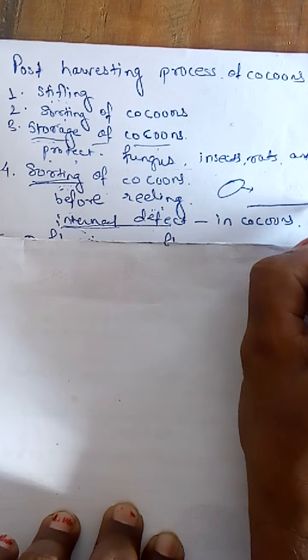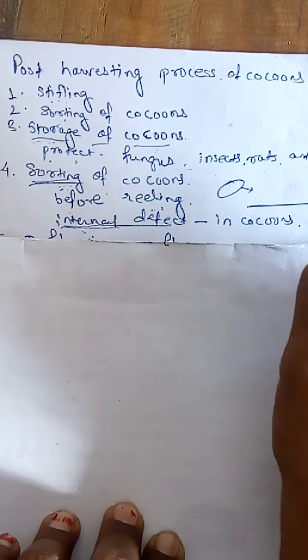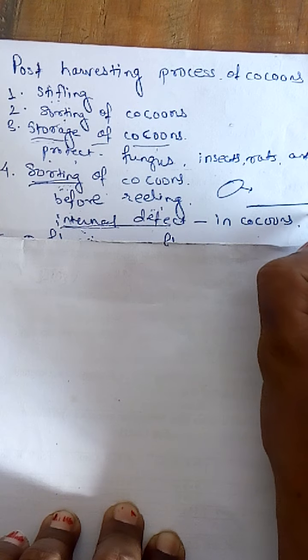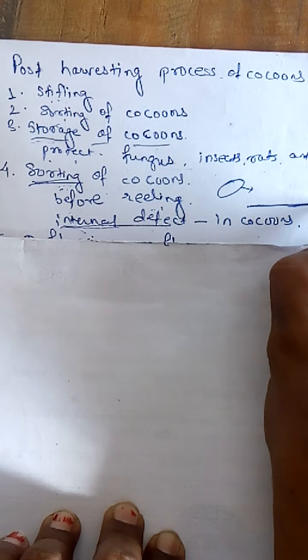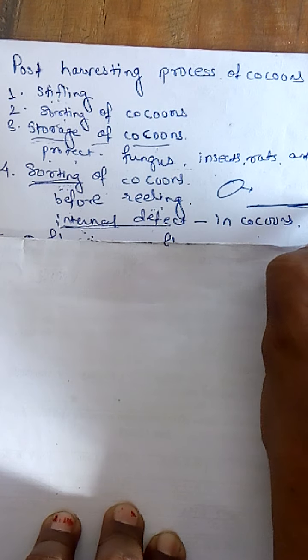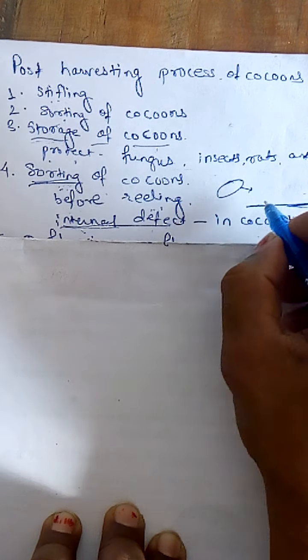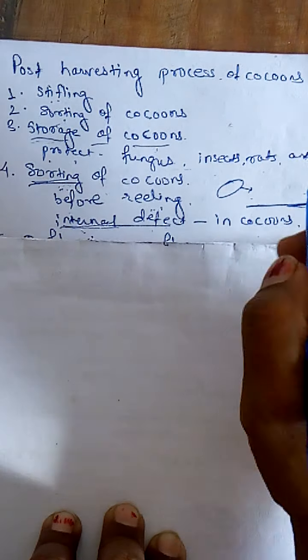Okay, for example, just try to imagine that one machine is there, and that particular machine possesses the platform. Below that platform, the electric supply is there. So this light passes through this platform, and as it is a transparent platform, the light passes through the platform. And now we are going to pour the cocoons.